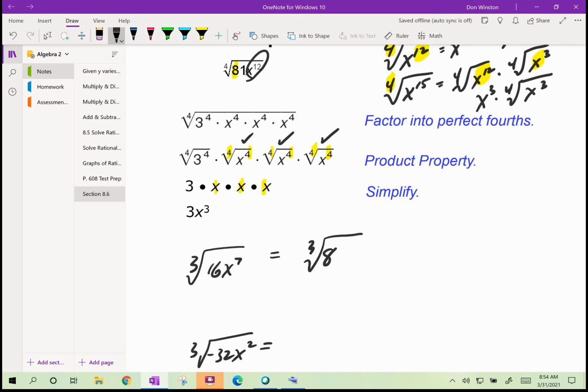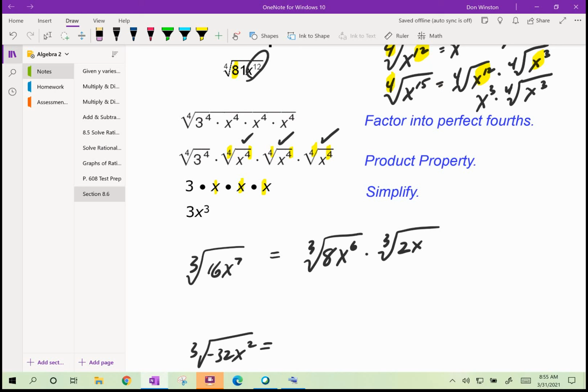And then what's the largest multiple of 3 that would go into 7? Well, it's 6. So I would write this x to the 6 times the cube root. Well, 8 times 2 is 16. And then I'd have an x left over. So 6 and 1, well, that will give me x to the 7th.